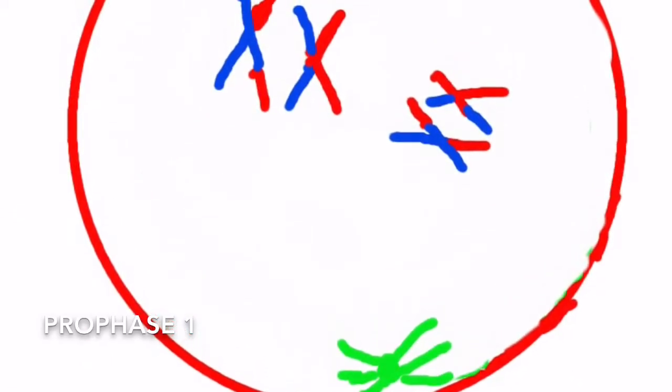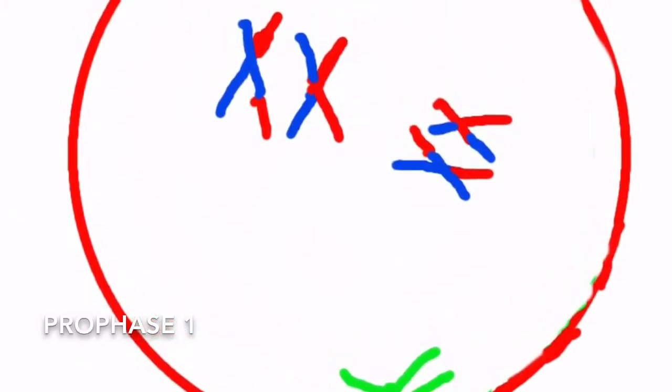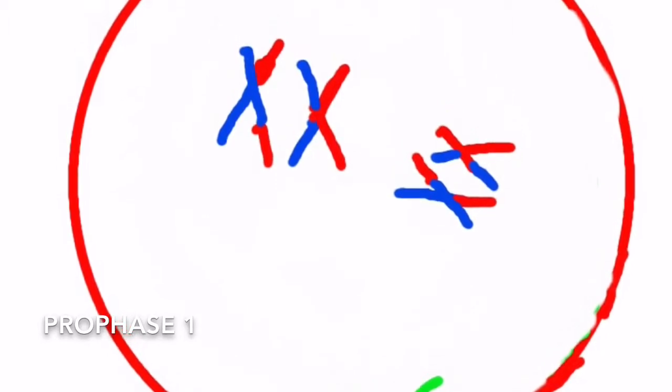Homologous chromosomes pair to form bivalents. The centrioles divide and move to opposite poles of the cell. The bivalents duplicate to form tetrads or chromatid groups. The nuclear membrane disintegrates, crossing over occurs.